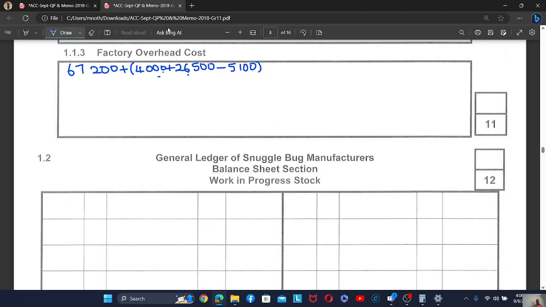I'm just confused. Why do you minus 5,100? Why are we separating the 5,100? Okay. Let's come back here.